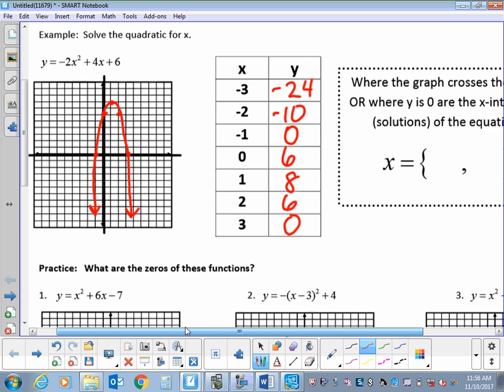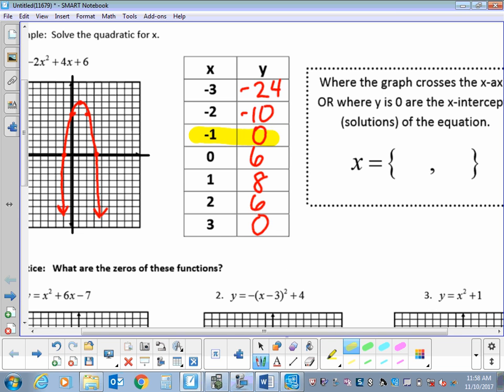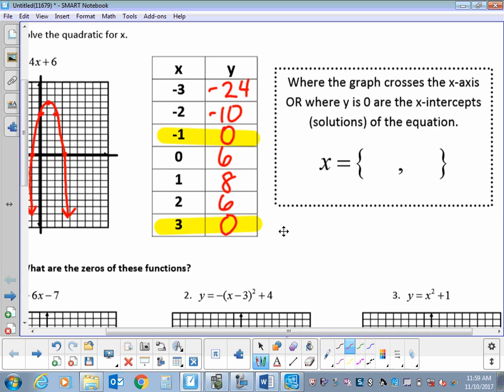All right, so what we are doing is I'm looking for zeros. The term zeros also means solutions. So I'm looking for whatever y is 0, that is my actual 0. Okay? I know it's a lot of the same words. What that means is, it says where the graph crosses the x-axis, or where y is 0, are the x-intercepts, which are your solutions. These are all the same words. So x equals negative 1 and x equals 3.